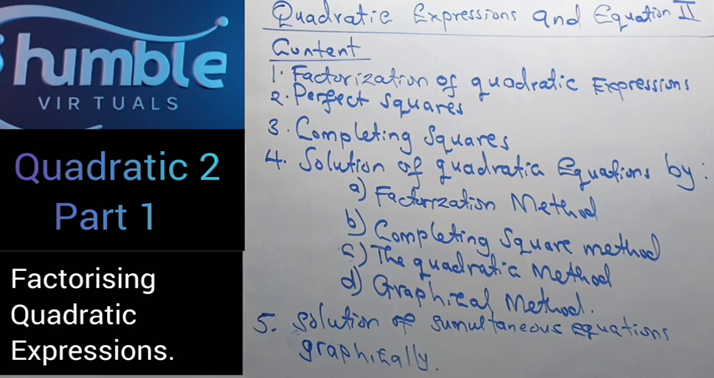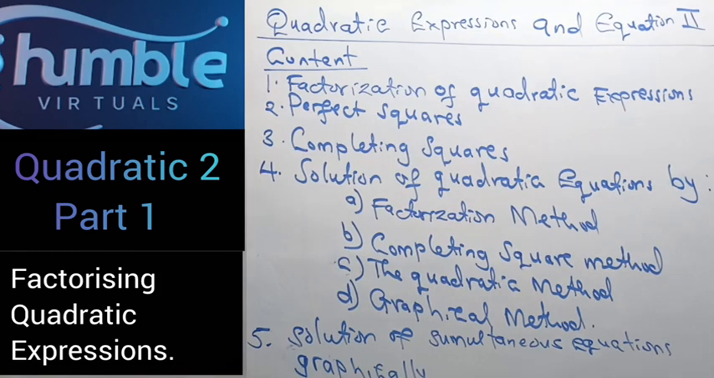Here we have several methods of solving quadratic equations. The first one is by factorization method. The second one by completing square method. Then we have the third one by the quadratic method. And then we shall also look at solution of quadratic equation by graphical methods. After that, we look at solution of simultaneous equations graphically. So we can solve simultaneous quadratic equations by use of graphs. So that is all we are going to look at in this particular topic.